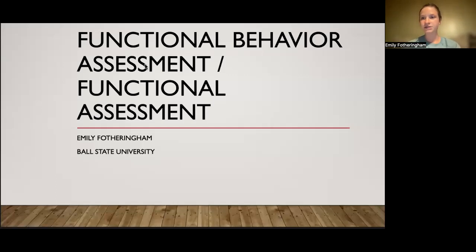I am a student at Ball State University, and I live in San Antonio, Texas, where I am a registered behavior technician. I work in a clinic setting with clients that are 2 to 28 years old, focusing on the treatment of problem behavior for those diagnosed with autism spectrum disorder.